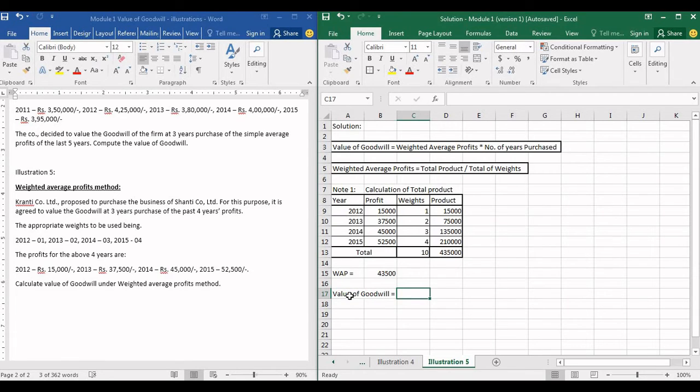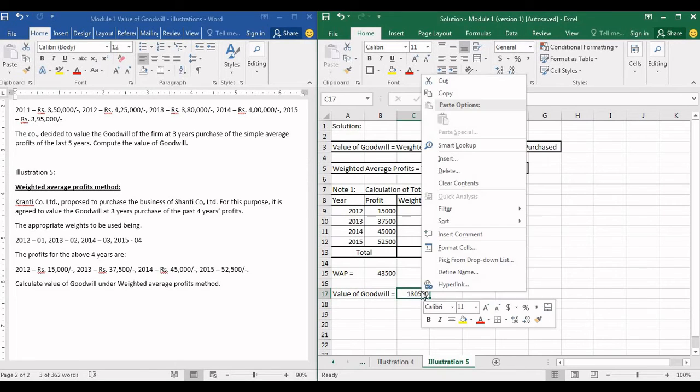Okay. So using the weighted average profit, we will find out value of goodwill. Value of goodwill is equals to weighted average profit into number of years purchased. So goodwill is 3 years purchase. The value of goodwill is 1,30,500.